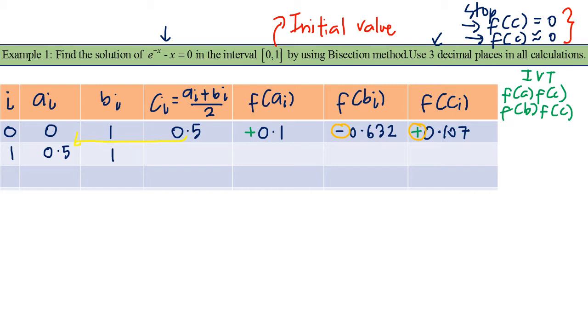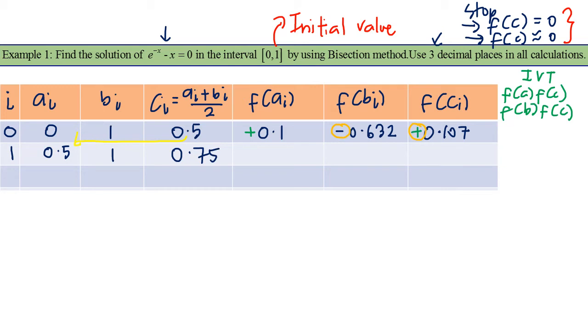So what happened? B remains, the value of B stays the same, but A has to take the value of C to replace the previous value. Previously you had 0, but now it's 0.5 because it takes the value of C from the previous iteration. Okay, let us continue. Now we calculate the value of the new C, which is 0.75: 0.5 plus 1 divided by 2, 0.75.